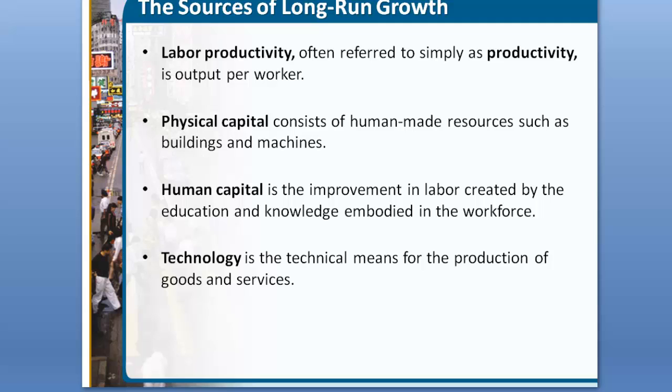Sources of long-run growth include labor productivity, physical capital, human capital, and technology. Labor productivity is often referred to simply as productivity or output per worker. Physical capital refers to the human-made resources such as buildings and machines. Human capital is the improvement in labor created by the education and knowledge embodied in the workforce, while technology is the technological means for the production of goods and services such as robotics or computerization.